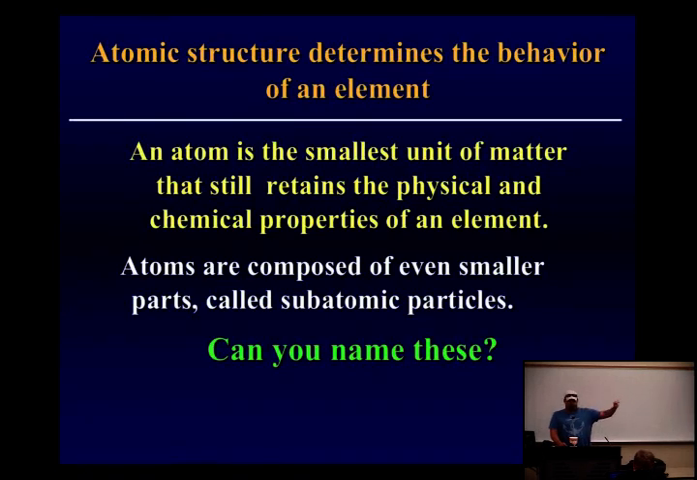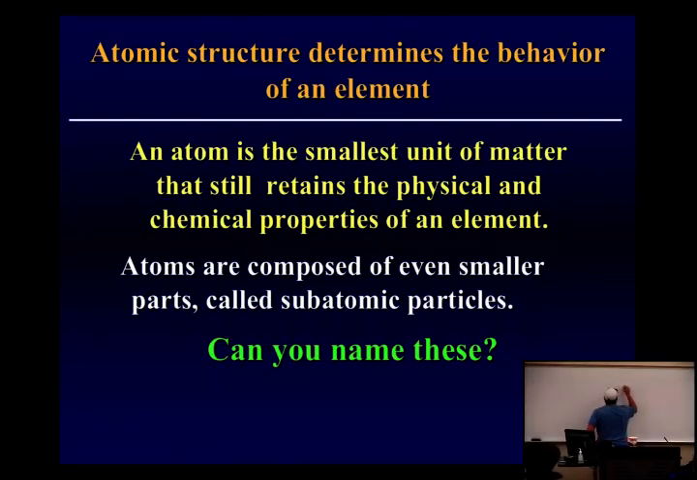All right, so when we look at elements, these elements are the smallest form. We can't break them down anymore, and they still retain their chemical and physical properties. So once we get smaller than an element, we get into what we call subatomic particles. Do you guys know what those are? What the subatomic particles of elements are?